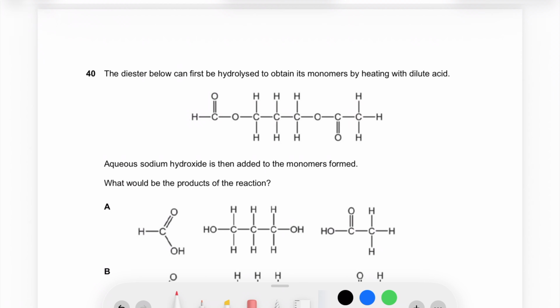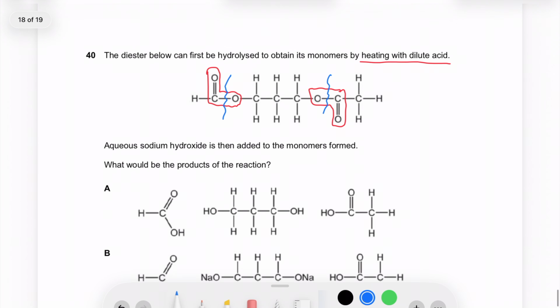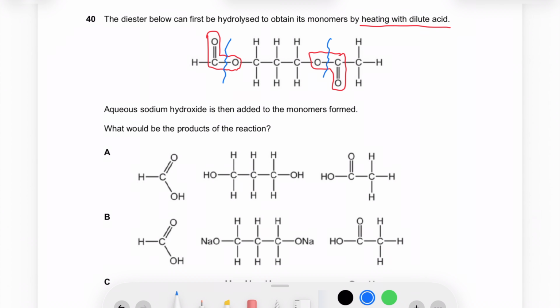Question 40, okay, the ester linkage. This is the ester linkage, and this is the ester linkage. Okay, so the polymer can first be hydrolysed to obtain its monomers by heating with dilute acid. When you add acid, what actually happens is this ester linkage will be broken. Then sodium hydroxide is added to the monomers. So there are two reactions going on. What will be the products now?